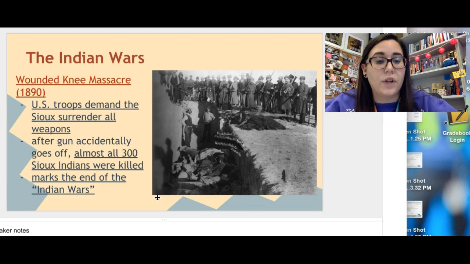a gun accidentally went off, we believe maybe by a Sioux that was deaf and misinterpreted the leader's command to surrender as a command to fire. And after that one gunshot, almost all of the 300 Sioux Indians that were at Wounded Knee were killed. We can see here in this picture a mass grave for the Native Americans who lost their life at Wounded Knee. And we consider this the end of the Indian Wars. There would not be any major resistance led by Native Americans after the Wounded Knee Massacre in 1890.